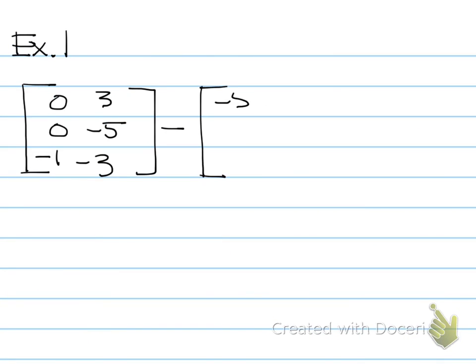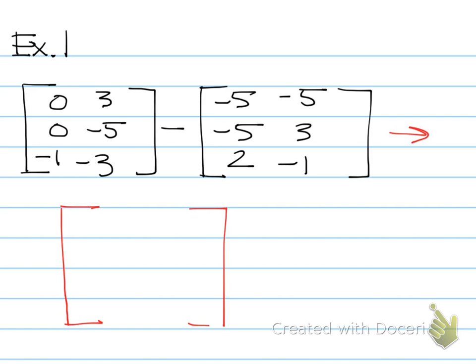Example 1. We want to subtract these two matrices, so we just subtract the corresponding elements. 0 minus negative 5 is 5. 3 minus negative 5 is not 2. 3 minus negative 5 should be 8.